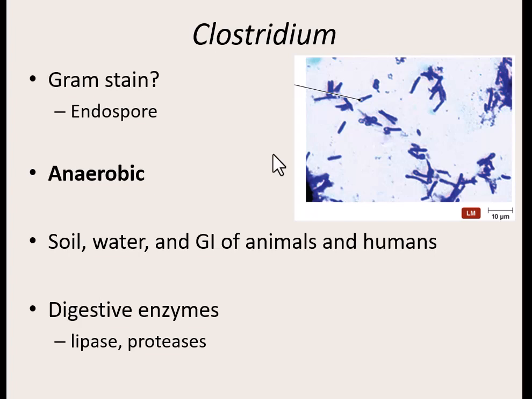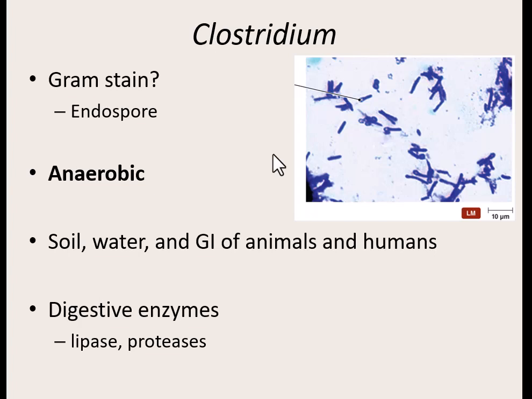Anything in the Clostridium genus is found everywhere. Some of these bacteria are found in soil. Some of them are found in water. Some of them are found normally in the digestive tract of animals and humans. And so these bacteria are everywhere. It's like you can't avoid them.